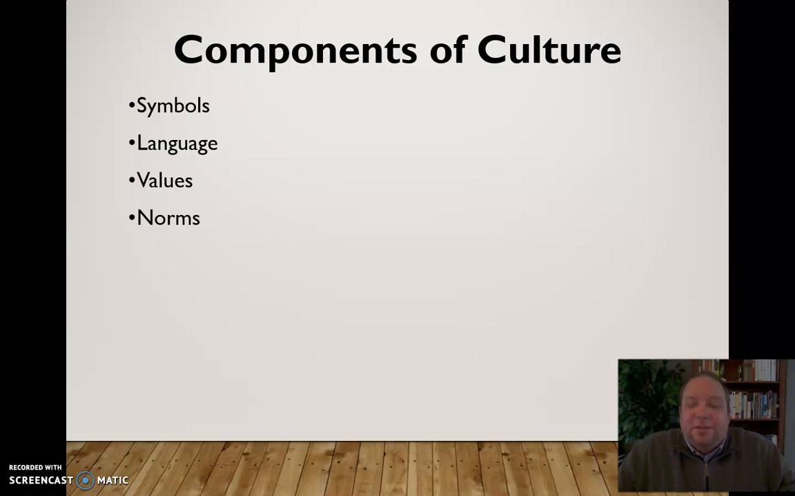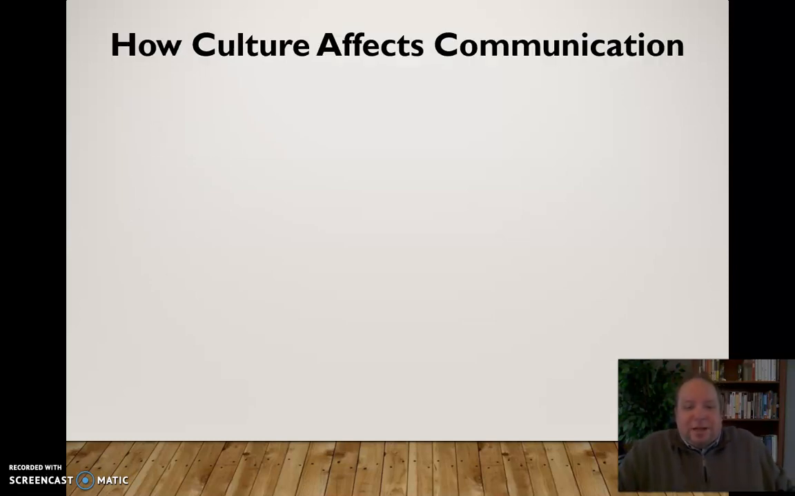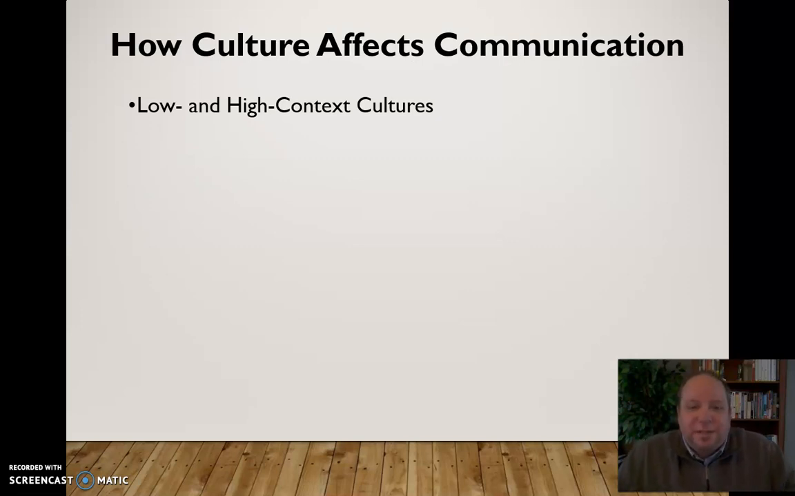But darts has its own culture and has its own symbols, language, values, and norms, as does every culture. So it's important to recognize that. So how does culture affect communication? Well, in a variety of ways, and we're just going to touch on these briefly, but there's a notion of things like high and low context cultures.